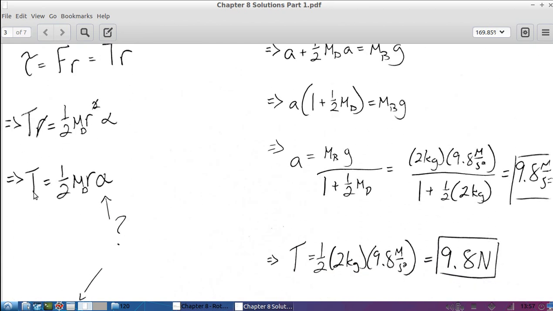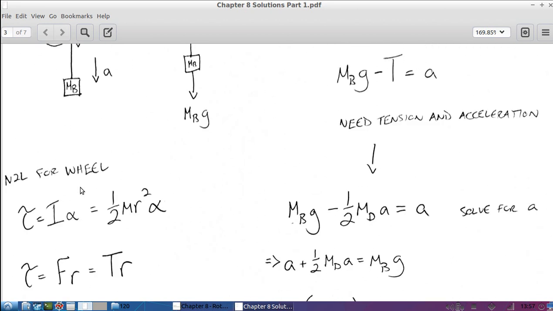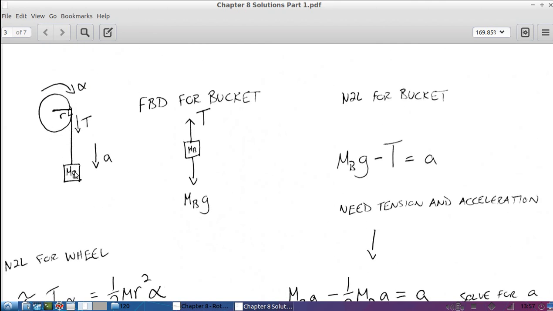So now I get an expression for the tension, right? T equals 1/2. This M right here is the mass of the disk. Notice I have two different objects. I've got the mass of the bucket and I've got the mass of the disk.